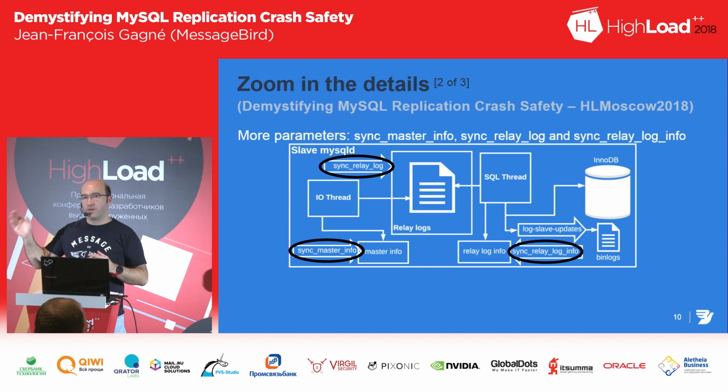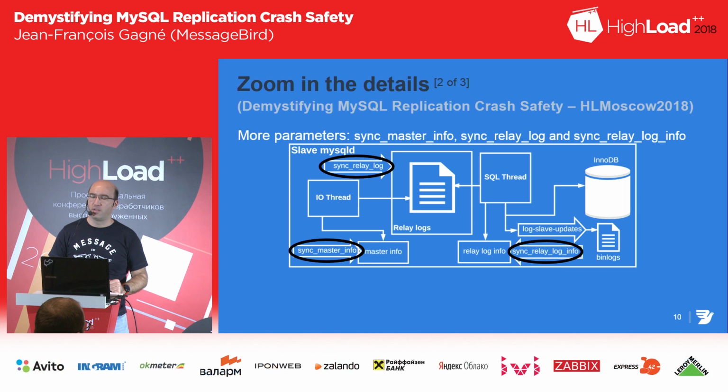So binary logs are a sequence of events, and the IO thread doesn't know anything about what's in there. For the IO thread, it is events. And so after X events, by default, I think it's 10,000 in MySQL 5.5, and it's 1,000 in MySQL 5.7. So after 1,000 events, it will save its master info. And it will also save the relay log after a certain number of events.